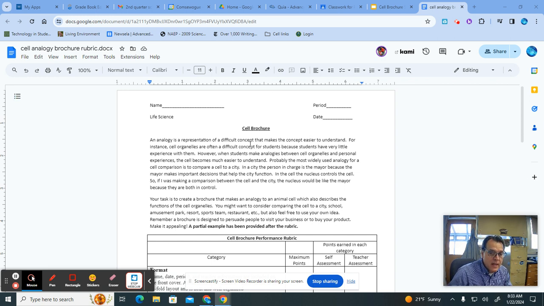So you're going to have a theme for these analogies. A theme could be a school, an amusement park, a restaurant, a resort, a sports team. Any of those ideas are fine. Certainly come up with ideas of your own as well.